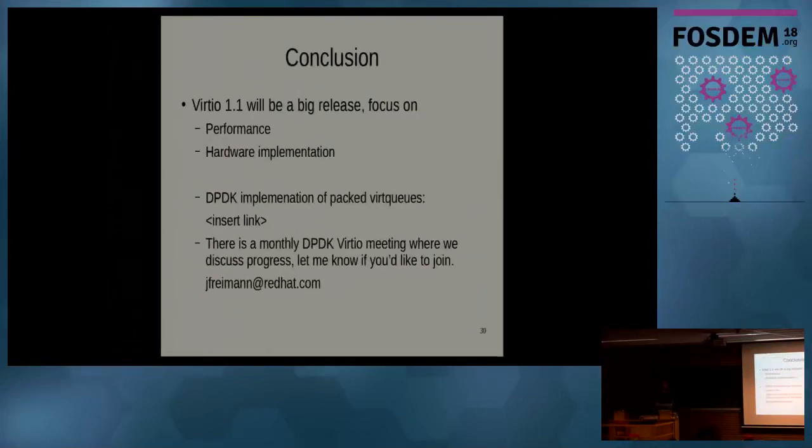Conclusion of my talk. VirtIO 1.1 will be a rather big release. There will be many changes, mostly for the packed virtqueues, but also some other things required for hardware implementations. It's worth taking a look. A DPDK implementation is available. I didn't put the link in here, but it was in a previous slide, so you can look it up there.